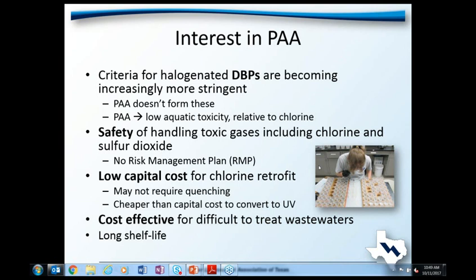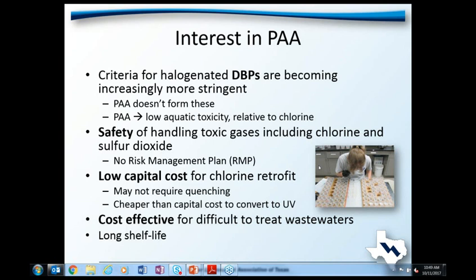We've had a number of facilities that have piloted PAA. You can see here many of you all are on that list. And Trinity River Authority has done a full-scale trial. And we'll hear later the case study of the Gulf Coast Waste Disposal Authority that has installed and started up PAA.